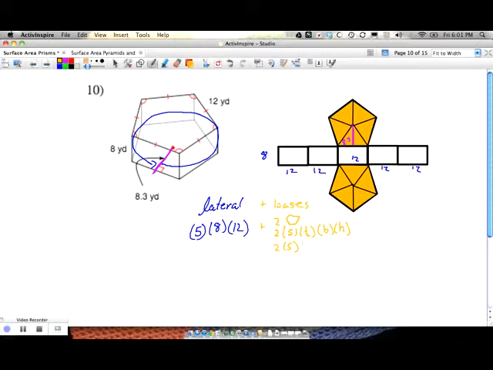So we've got 2 times 5 pentagons times the area of each triangle, which is half base times height. The base in this case is 12, and the height is 8.3. That's a lot. Let's say I did want to simplify this just a little bit. I could reduce the half and 2, then I have 5 times 12 and 8.3. That's a little bit simpler. Well, I'm not going to do any more than that, because put these together and you get the total surface area.